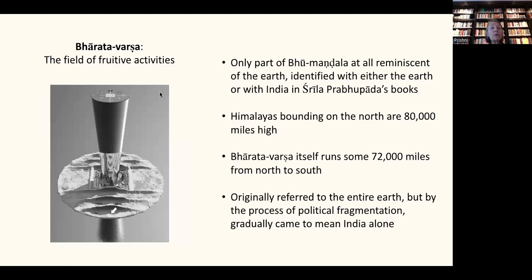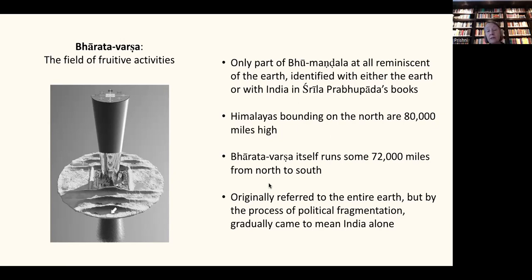So we're down to Bharatavarsha, and you can see in this little picture, it's got the little arrow right here. This little curved section here is Bharatavarsha. It's also referred to as the field of fruitive activities. Now it's beginning to sound like home a little bit, right? Field of fruitive activities. And this is the only part of Bhumandala that's at all reminiscent of the Earth.